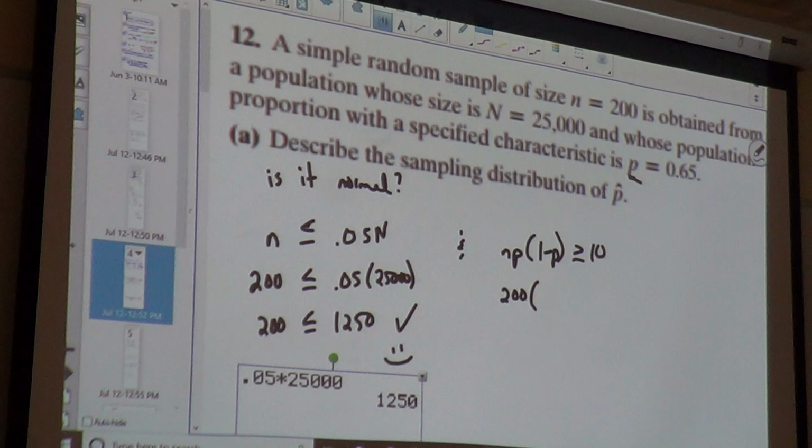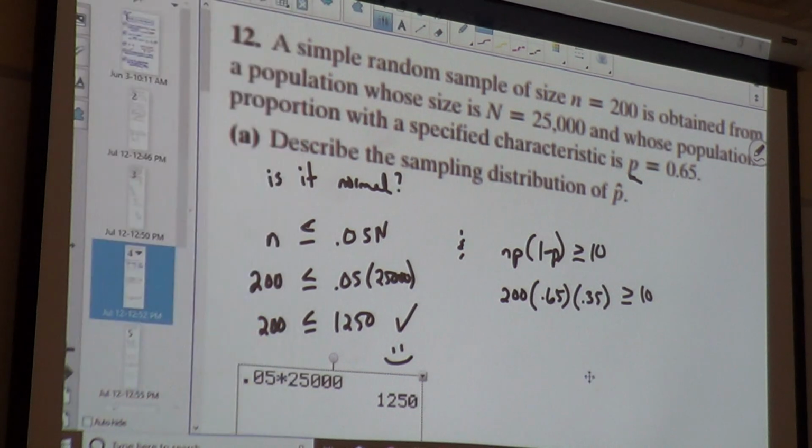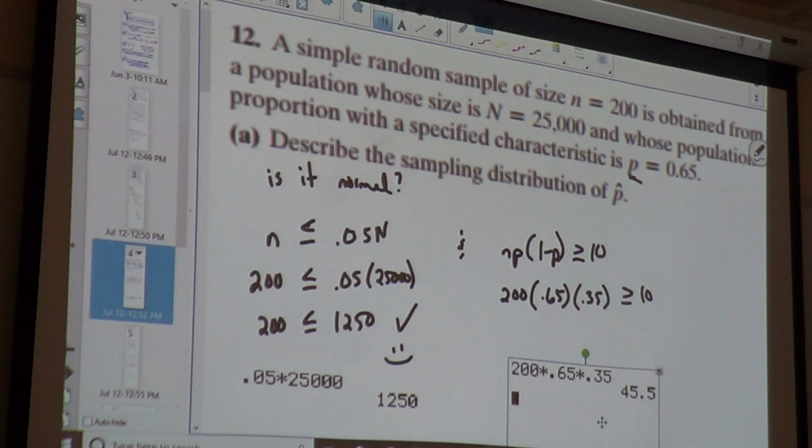So for my next one, my n is going to be 200. What is my p? 0.65, so what is my 1 minus p going to be? 35%, or you could have done 1 minus 0.65. We want to know, is that greater than or equal to 10? So it's going to be 200 times 0.65 times 0.35. So is 45.5 greater than or equal to 10?